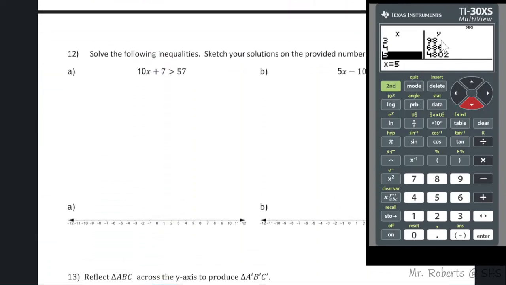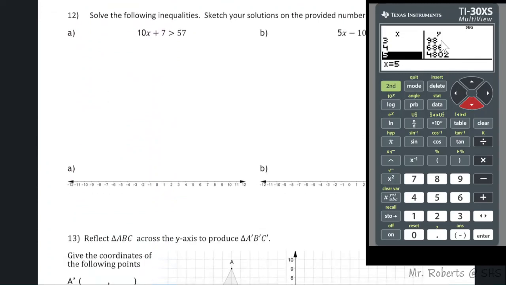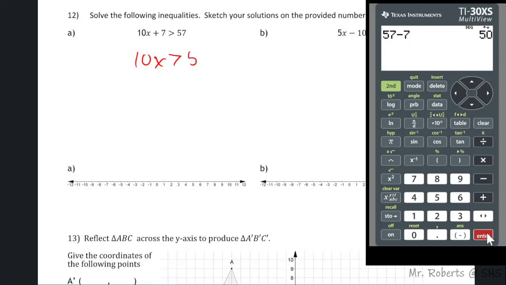Last page says solve the following inequalities, sketch your solutions on the area provided. Let's use a calculator. Why? Because I'm tired. I take 57, and I'm going to subtract 7. Roberts, are you serious? That's 50. Oh yeah, you make a good point. So this is 10x is greater than 50. If I divide both sides by 10, I get x is greater than 5. Okay.